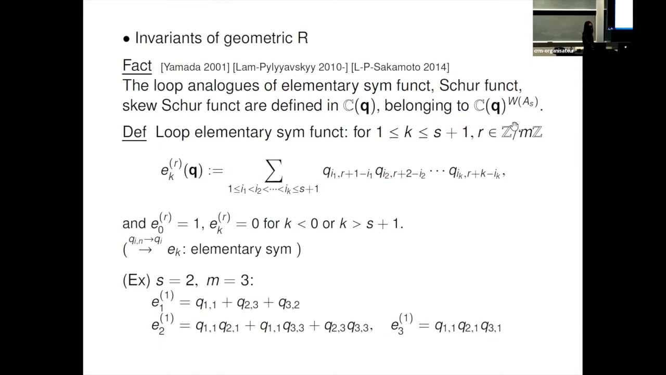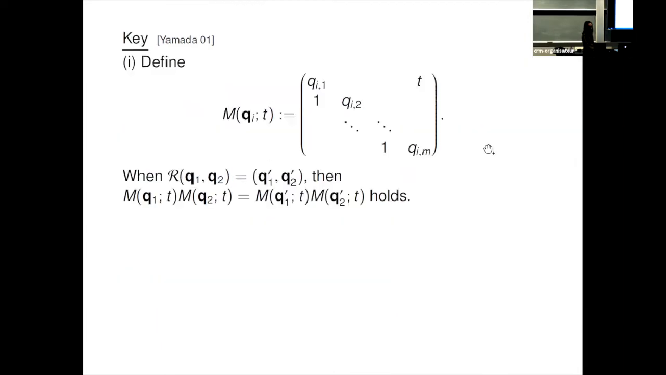They are preserved by the Weyl group action. And its proof is interesting and related to integrable systems. So we define this M by M matrix. At the diagonal, we put an element of the vector q, and here we have 1, and this t means a spectral parameter to measure how many times it goes around the cylinder.